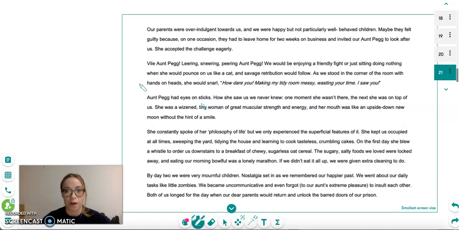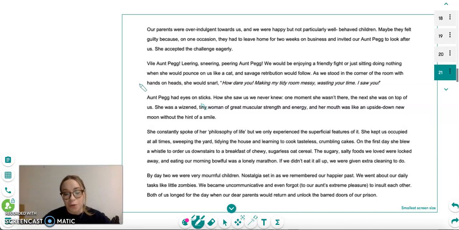She constantly spoke of her philosophy of life, but we only experienced the superficial features of it. She kept us occupied at all times, sweeping the yard, tidying the house, and learning to cook tasteless, crumbling cakes. On the first day, she blew a whistle to order us downstairs to a breakfast of chewy, sugarless oat cereal. The sugary, salty foods we loved were locked away, and eating our morning bowlful was a lonely marathon. If we didn't eat it all up, we were given extra cleaning to do.